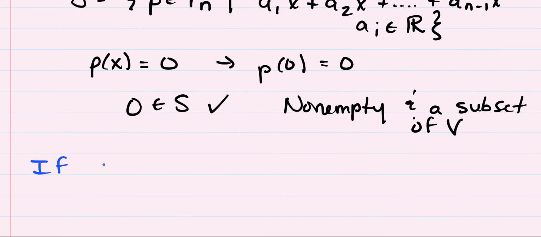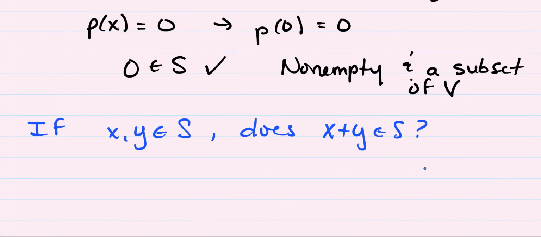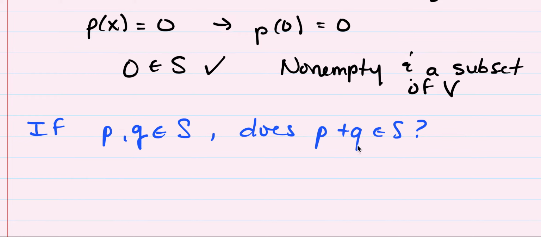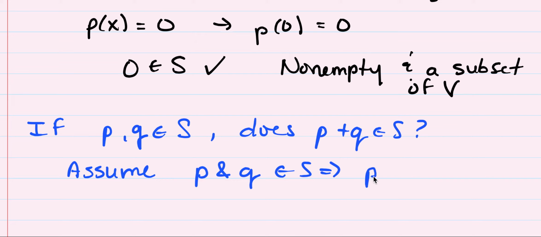Now let's check if vector addition and scalar multiplication hold. So if x and y belong to S, does x plus y belong to S? So we're not going to pick specific polynomials. You want to check for any polynomials x and y in S that this holds. In fact, let's call these polynomials p and q. I don't want to use that notation. So p and q belong to S. Does p plus q belong to S? Well, we're going to assume p and q belong to S. That means p of 0 is 0 and q of 0 is 0.